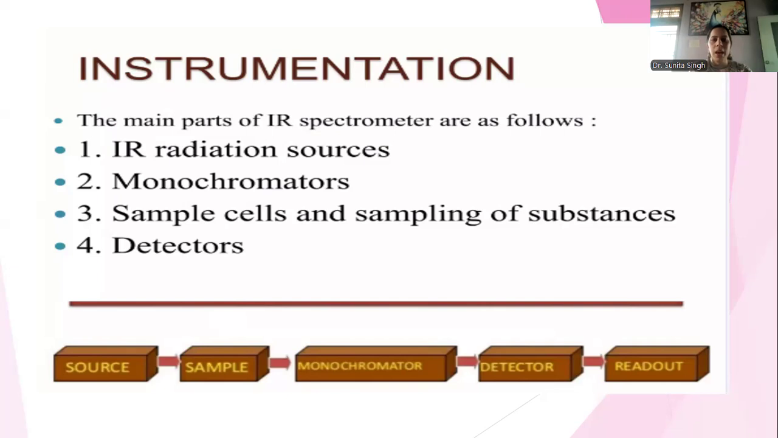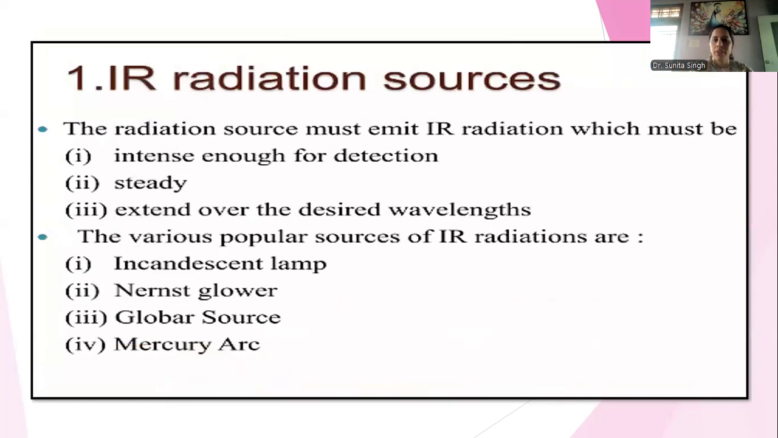The instrumentation part is basically divided into source, sample, monochromator, detector, and readout, where different types of sources, monochromators, sample cells, and detectors are used in IR spectroscopy. There are different sources. The radiation source must emit IR radiation which is intense enough for detection, steady, and extends over the desired wavelength. These are some of the basic conditions for a radiation source in IR spectroscopy.